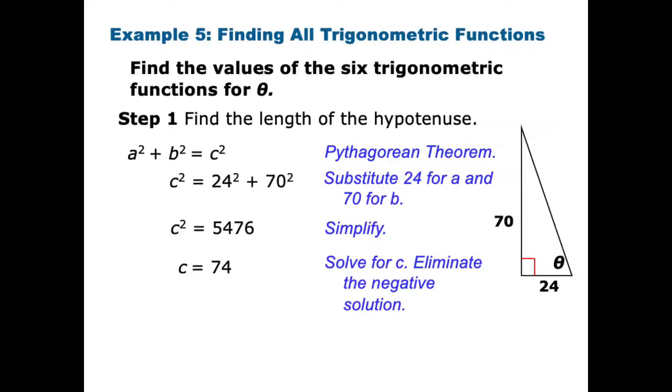Example 5, find the values of the 6 trigonometric functions for theta. So step 1, find the length of the hypotenuse. So to do that, you'll do a squared plus b squared equals c squared, and your hypotenuse is your c squared. And so it doesn't matter which one you do for your a and your b. And so solving that, you'll get 74 for right here.